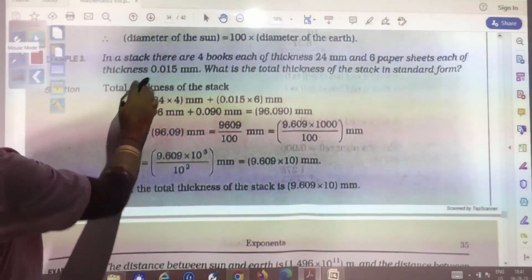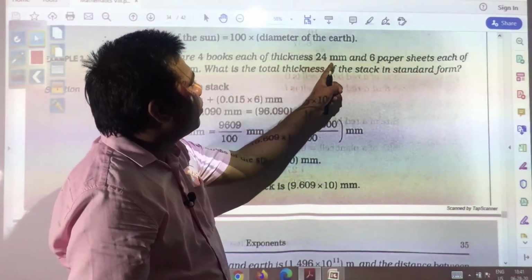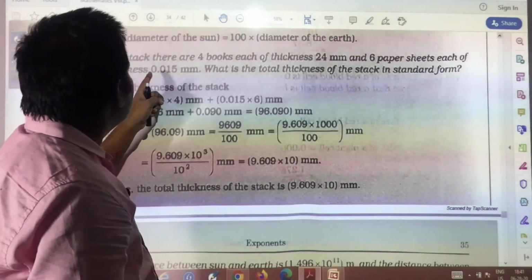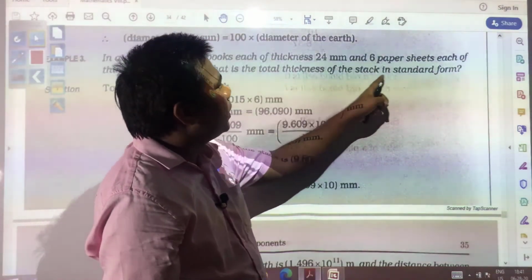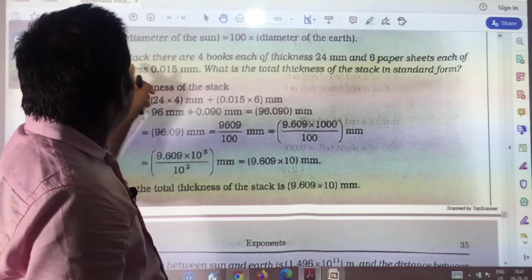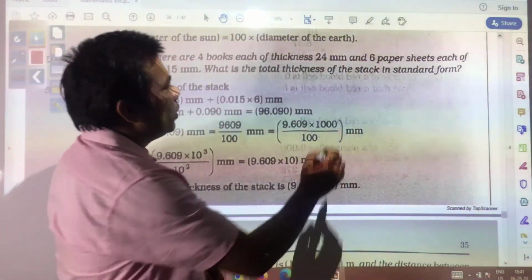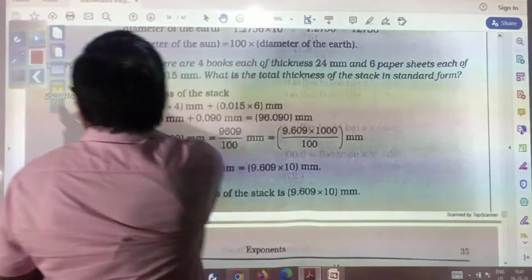Next you see, in a stack there are 4 books, each of thickness 24 mm, and 6 paper sheets, each of thickness 0.015 mm. What is the total thickness of the stack in standard form? Here you see, in a stack there are 4 books, each of thickness 24 mm. Suppose 4 books you have.